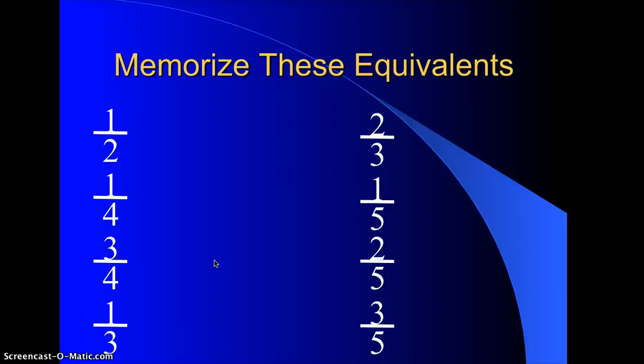Remember, you can go back and watch the video and use the steps to go through it again. Or remember, if you can make that denominator become 100, anything on top of 100 is the percent.